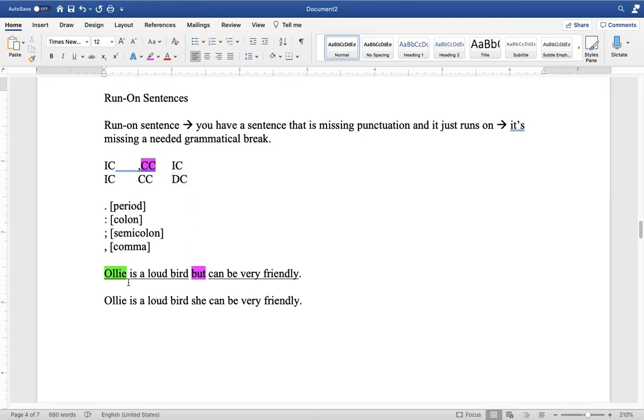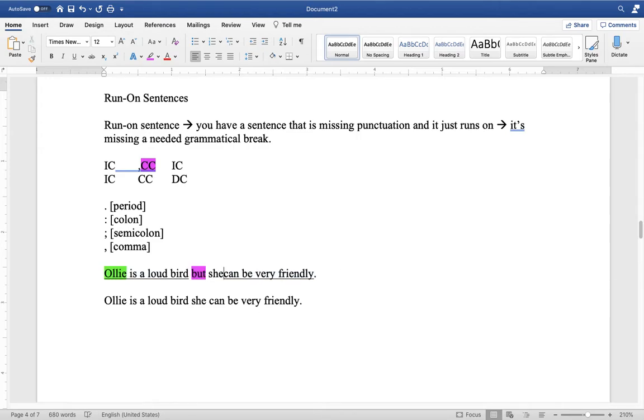Whereas, Ollie is a loud bird but can be very friendly, you need that to be one full. This now is the full independent clause. The full independent clause is made up of an independent clause, a coordinating conjunction, and a dependent clause. So that's why there's no punctuation there.